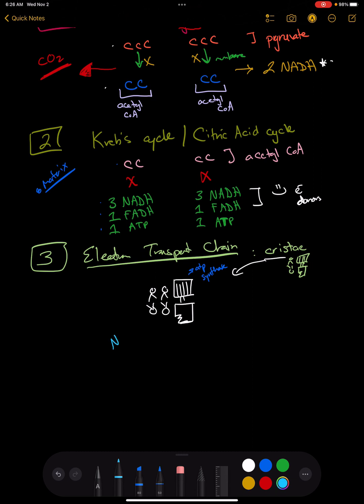All right, so what happens is I've made all of these electron donors, right? So I've made these NADHs and I've made these FADHs. Remember, both of these are really good electron donors. They like to give their electrons away. So what's going to happen is I'm going to break both of them apart, which is going to release electrons. And you know what those electrons do? They're going to make the ATP synthase spin.